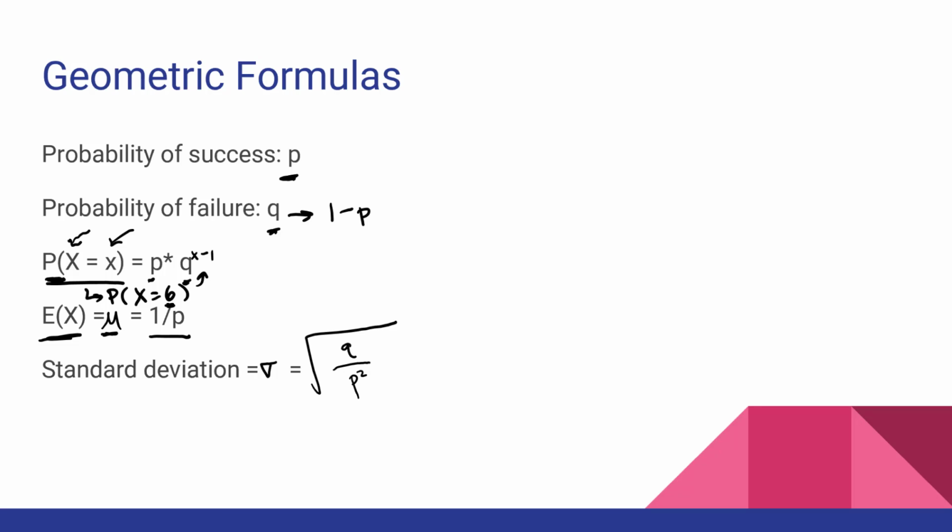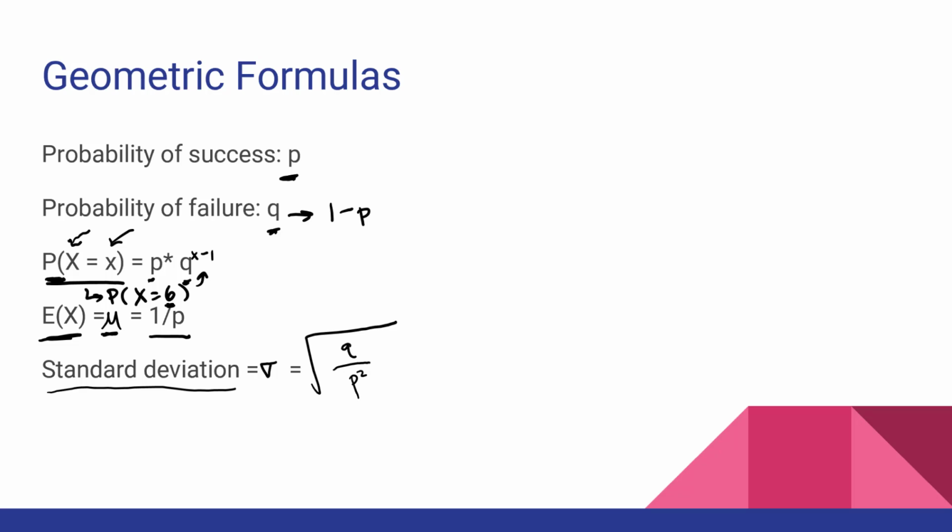So if the probability of rolling a 5 on a die is 1 over 6, then 1 over p is equal to 1 over 6. So we would expect to roll our die 6 times. And finally, we have the standard deviation of the number of times we will need to roll the die.